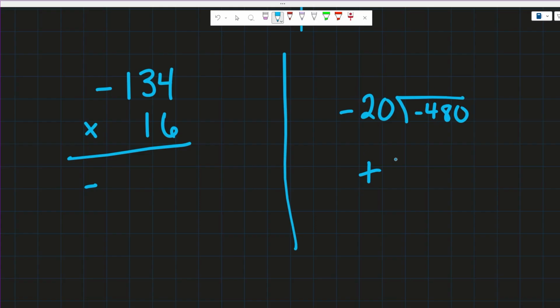So it doesn't matter how big the numbers are, how small the numbers are. If we had decimals, it works all the same way. If our signs are the same, our answer will be positive. If our signs are opposite, then our answer is going to be negative.